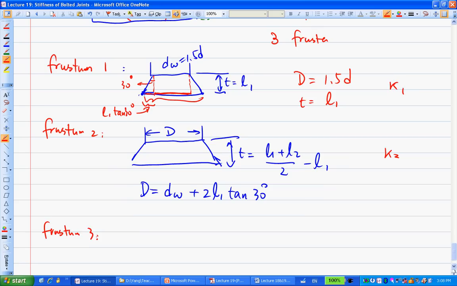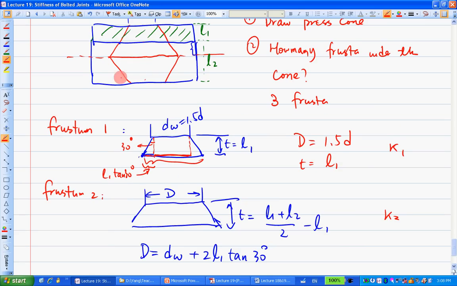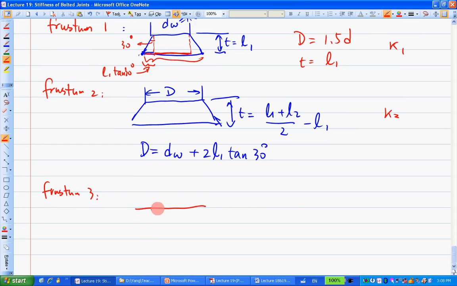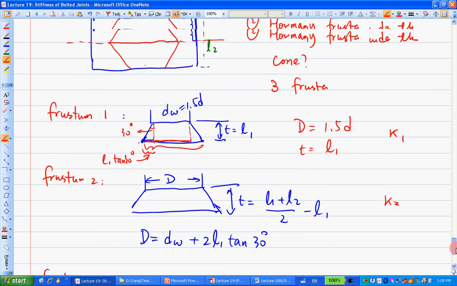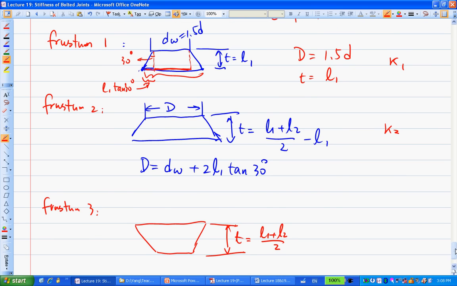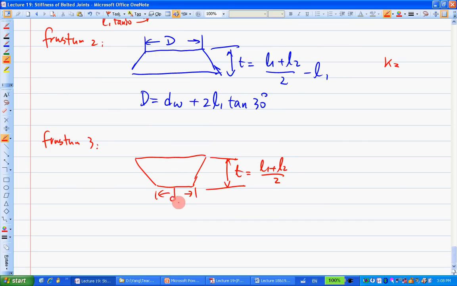Okay, frustum number three, and that's this frustum here. That frustum is upside down. Thickness is easy to figure out. It's half of L1 plus L2, divided by 2. Since this is upside down, when you use the capital D, the capital D is always the small side here, not this big side. So this is your capital D, and this other side then happens to be DW. Now you have all the information and you can calculate K number three.